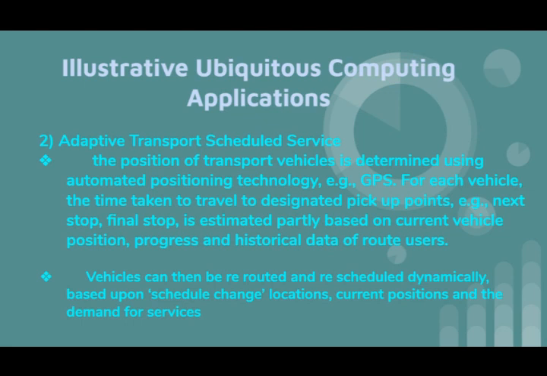Then, vehicles can be rerouted and rescheduled dynamically. We know Ola and Uber can provide a ride: if you put in your location, they will come to pick you up. I think all of this is possible because of the adaptive transport schedule services that we have.